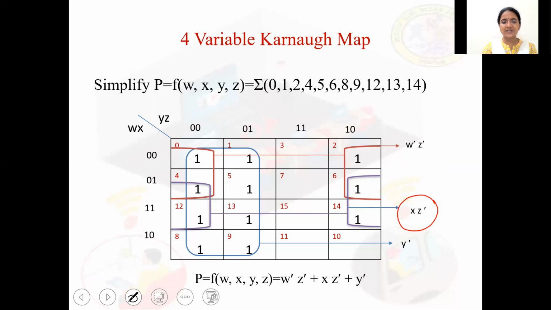Now the final expression is W bar Z bar plus X Z bar plus Y bar. I am including all the terms. Why? Because all are essential prime implicants.